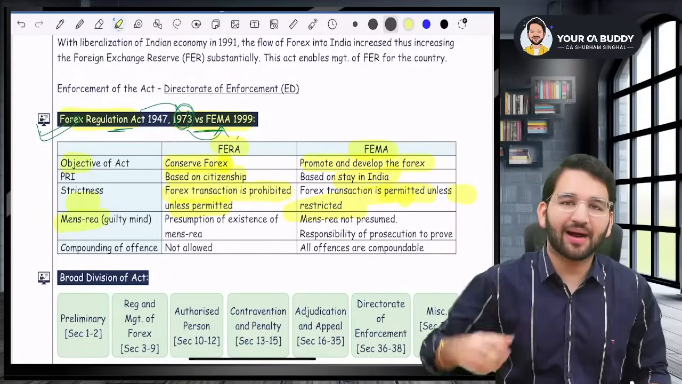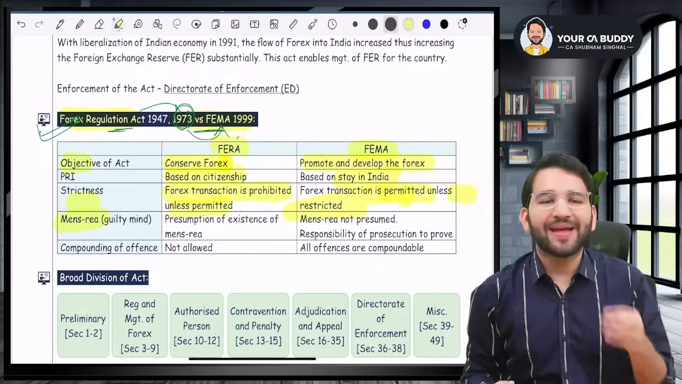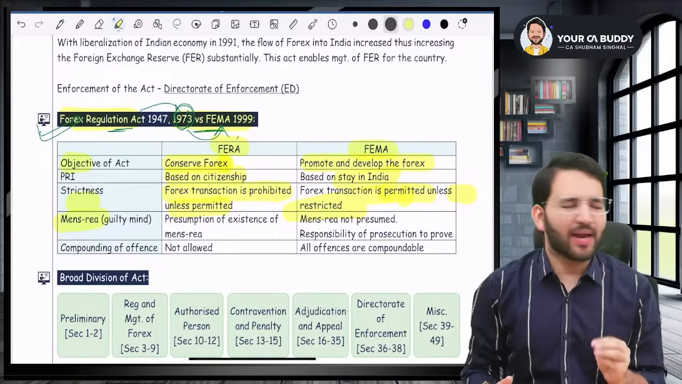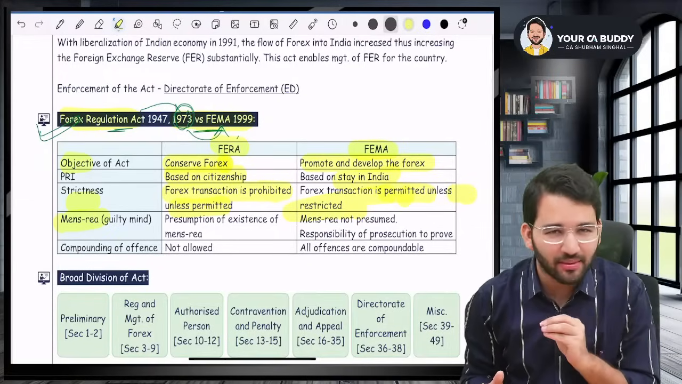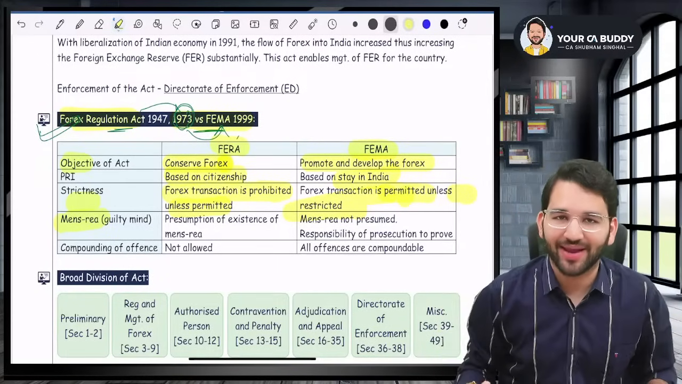Number four, mens rea, guilty mind. So what is mens rea? Basically, try to understand. Mens rea is presumption of guilty mind. For example, when I was a kid, I was a very notorious person. I was a very naughty kid. Not naughty, I would say mischievous. Now listen to me.